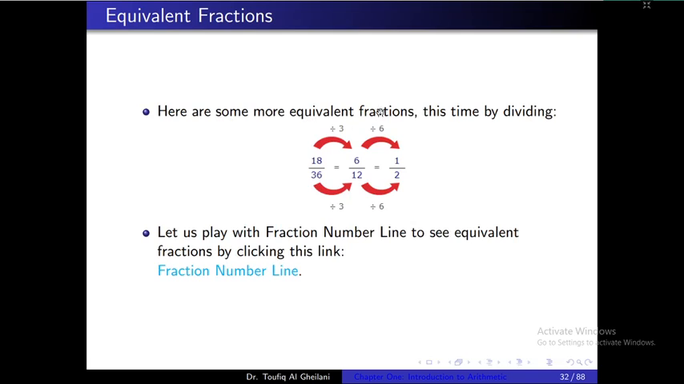Here are some more equivalent fractions, this time by dividing. For example, 18 over 36. How can we get an equivalent fraction? I divide both the numerator and denominator by the same number. 18 divided by 3 is 6, and 36 divided by 3 is 12. And when we divide 6 by 6, we get 1, and 12 divided by 6, we get 2.